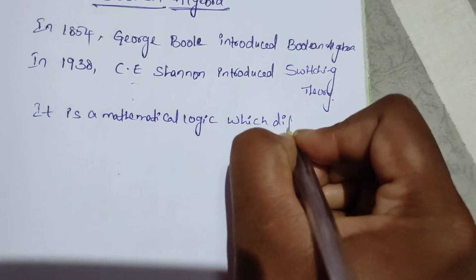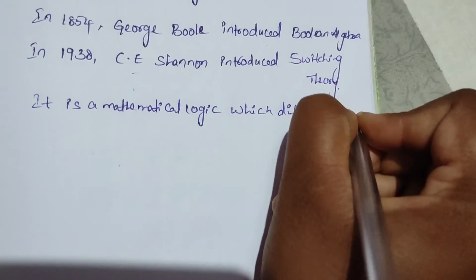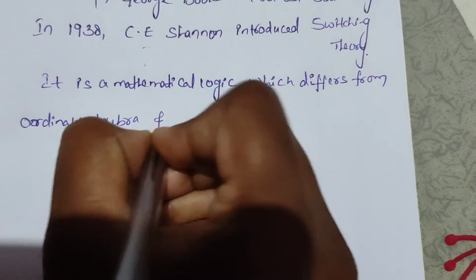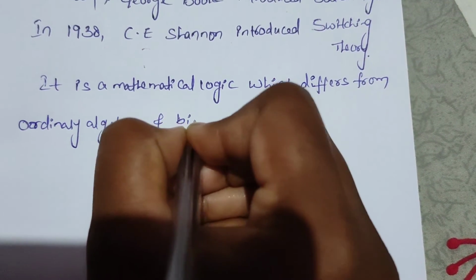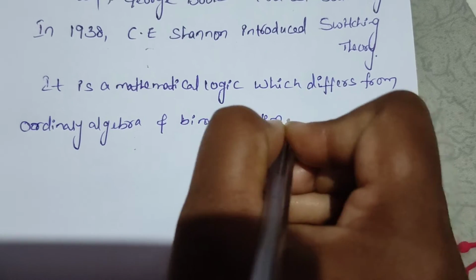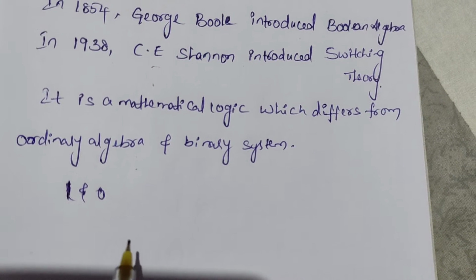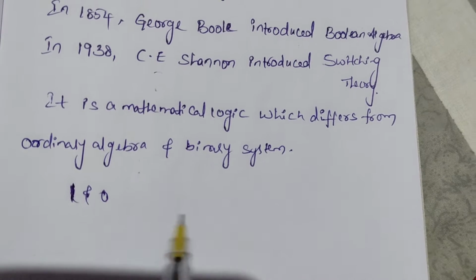which differs from ordinary algebra and the binary system. The two Boolean values used in Boolean algebra are 1 and 0.